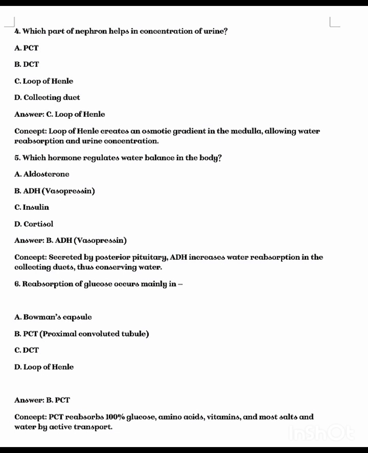6. Reabsorption of glucose occurs mainly in A. Bowman's capsule, B. PCT, proximal convoluted tubule, C. DCT, D. Loop of Henle. Answer B. PCT. PCT reabsorbs 100% glucose, amino acids, vitamins, and most salts and water by active transport.